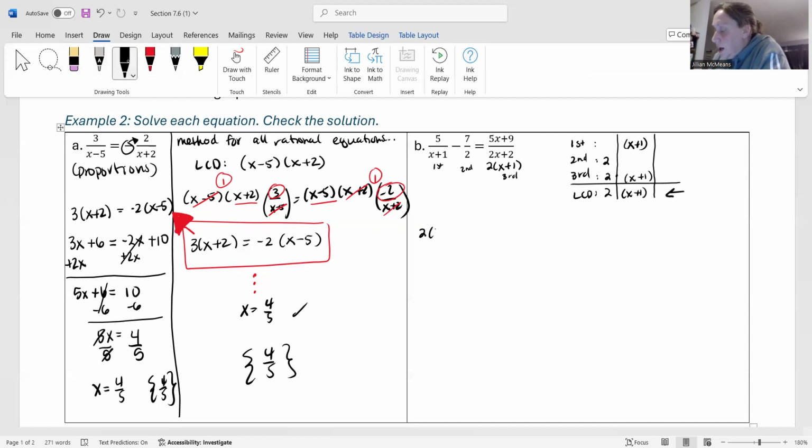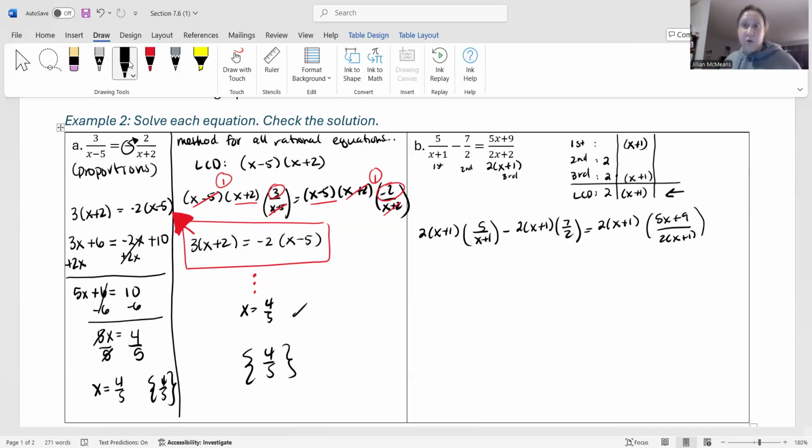So let's see, we have 2 times x plus 1 times 5 over x plus 1 minus 2 times x plus 1 times 7 over 2. And that's going to equal 2 times x plus 1 times 5x plus 9 over 2 times x plus 1. Okay? So if you get to the point where you're really comfortable with this step, you can do this in your head to a certain degree, but make sure you're really comfortable and double check yourself every time you do this in your head.